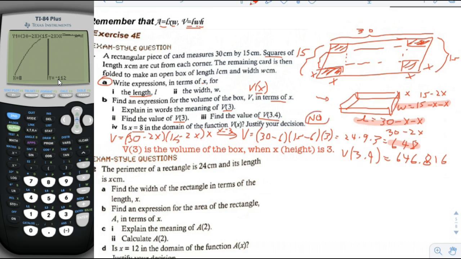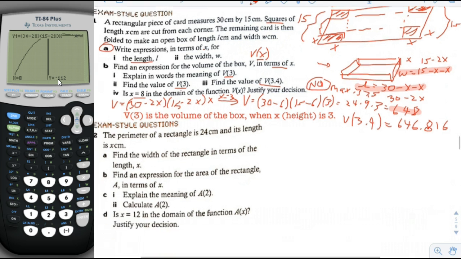And the reason why is because the width of the box is 15. So the most you could have is almost 7.5, okay? And it doesn't even make sense to have 7.5. It wouldn't even be a box then, okay? Max is 7.5. Okay, 7.5. Moving on to number 2.